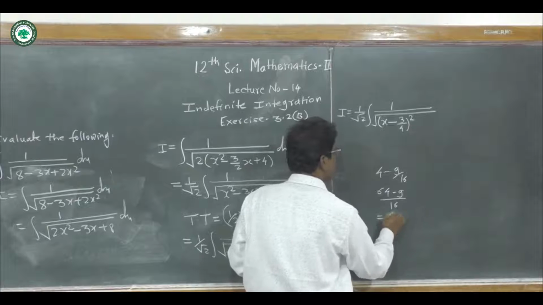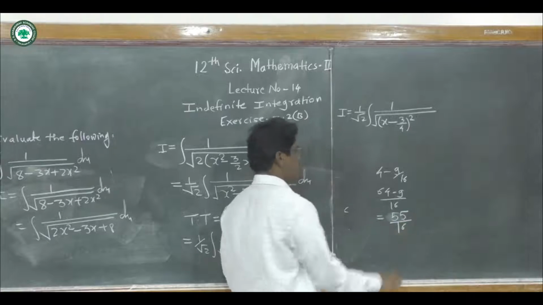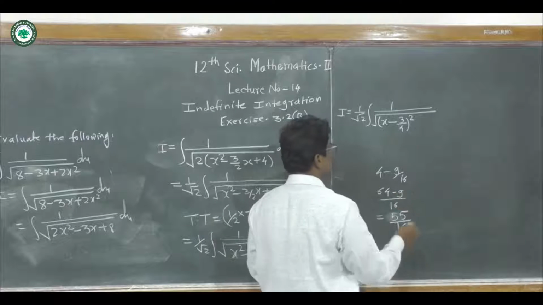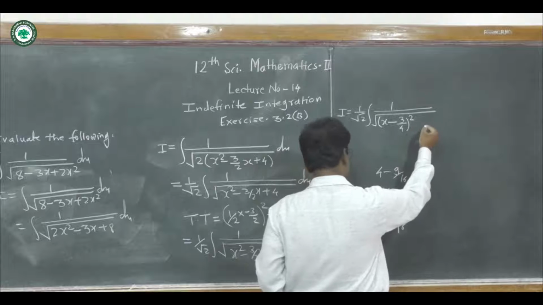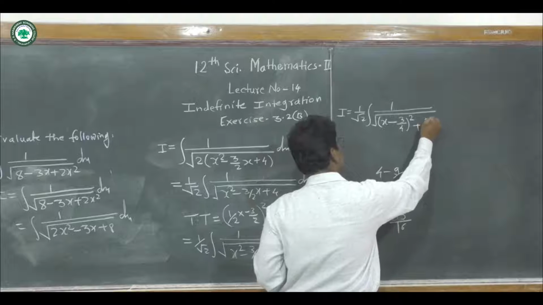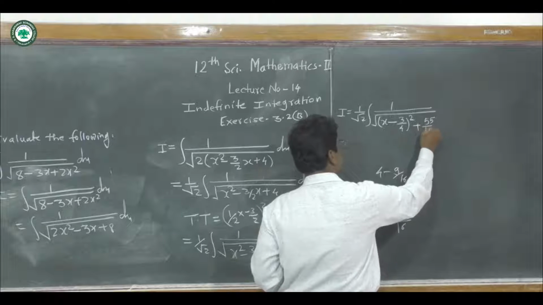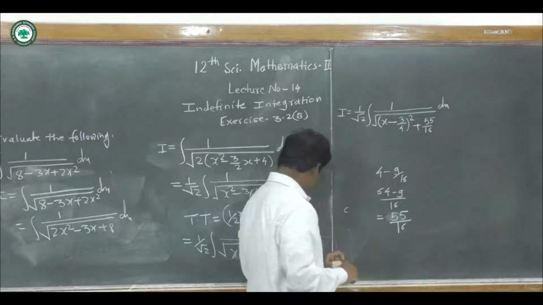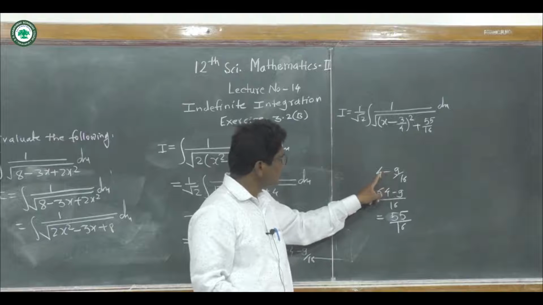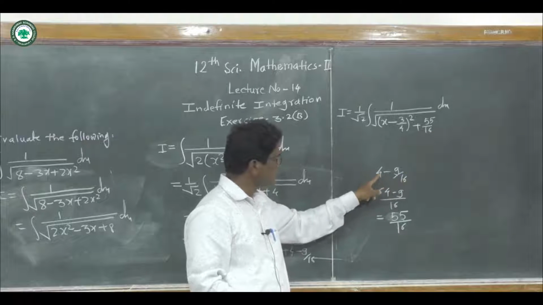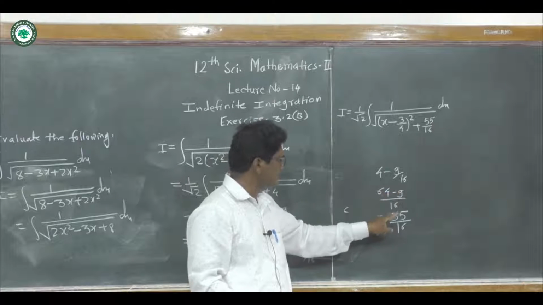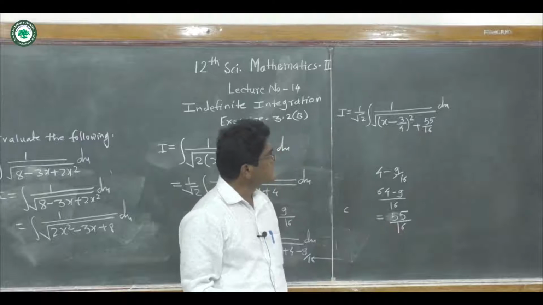64 minus 9 is equal to 55, 55 divided by 16. So we write here plus 55 upon 16 and dx. See here, 4 minus 9 upon 16: 4 16s are 64, minus this 9 upon this 16, and 64 minus 9 is equal to 55 divided by 16 as it is.